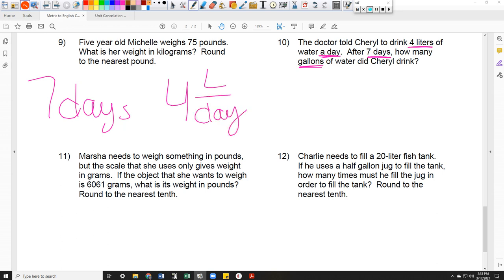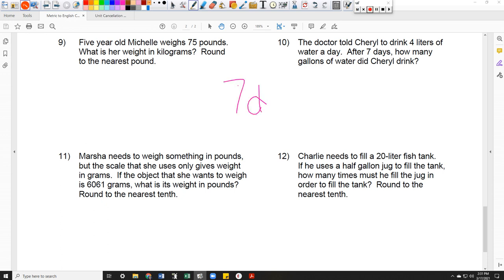Of the 2, which one is more simple, the easier unit to deal with? Which one's easier to deal with? 7 days. So let's start with what we know. Let's start with the easiest. So 7 days. I may not have a clue of what I'm doing, but where does days have to go? It's got to go on bottom. Now, the question was, how many what did she drink? Gallons. How many gallons did she drink?